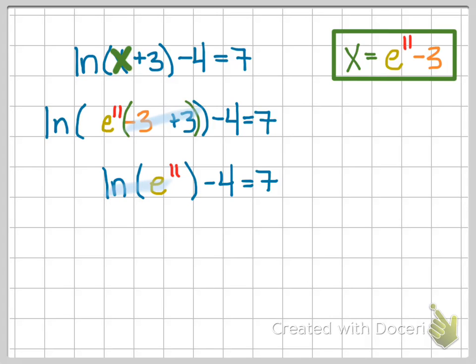Next, I see that the function, the natural log, and the function of e, from my previous slide, I know that natural log and e are inverse functions of each other, so they create the identity, which leaves me with 11, take away 4, is equal to 7. So I know that 7 is equal to 7, and that's true. So my solution must be true. X is equal to e to the power of 11, take away 3.